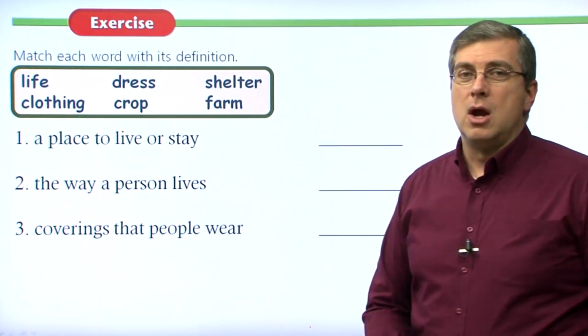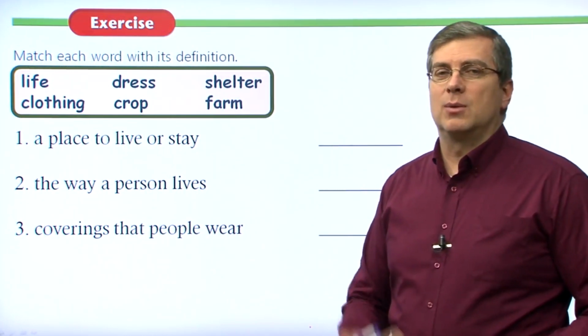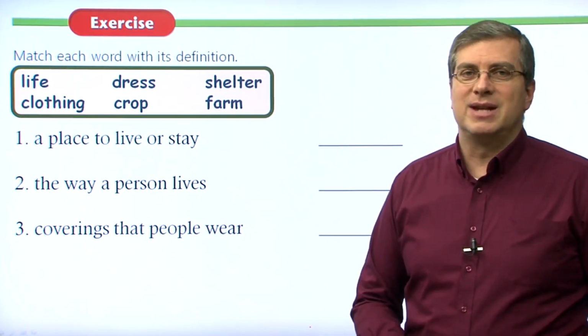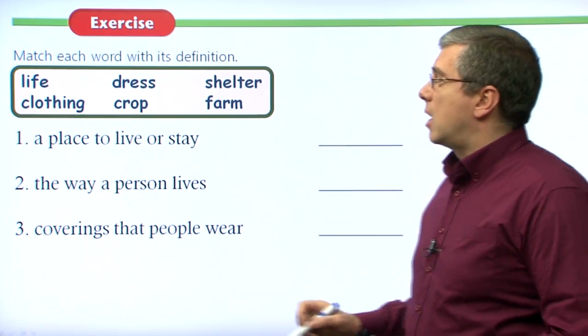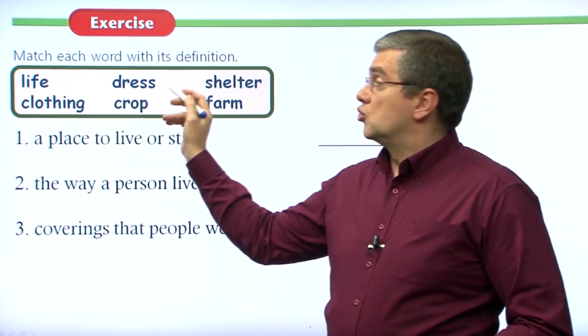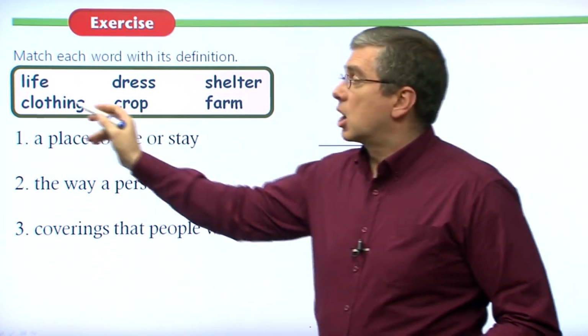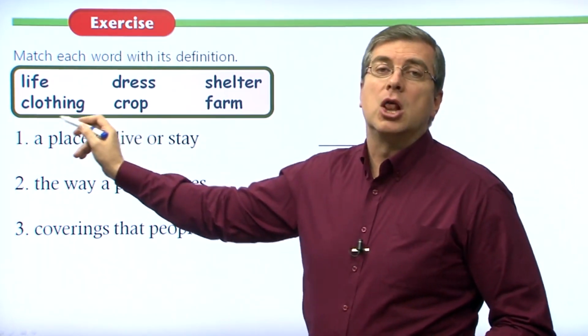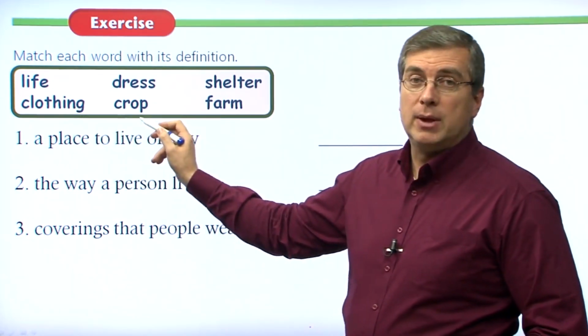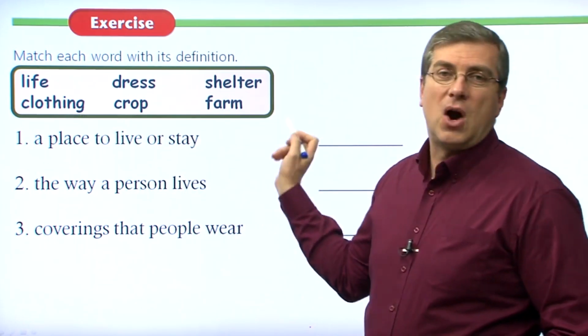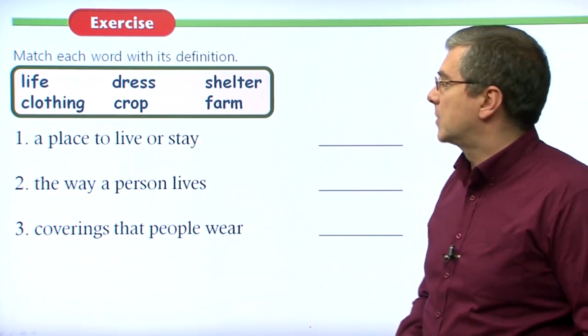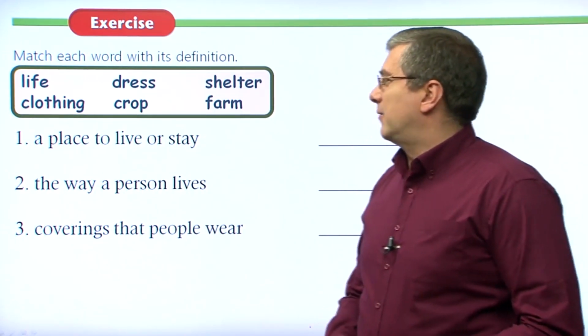Okay, let's go over our word matching exercise, right? We're going to match the words to their different definitions. Our words are life, dress, shelter, clothing, crop, and farm. That's easy. Okay, let's take a look at the definitions.